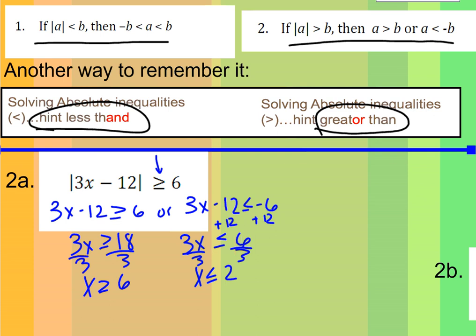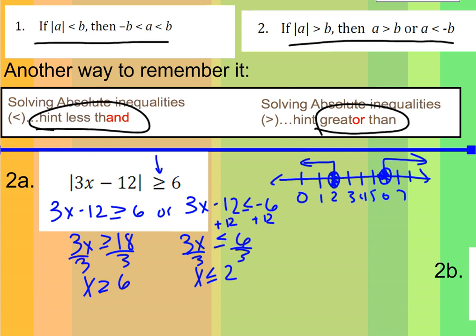So on the number line, one, two, three, four, five, six, 7. So this is 6, this is 2. Those are my important numbers. It's got to be filled in. But x is greater than or equal to 6, and x is less than or equal to 2. So it's going to look like that.